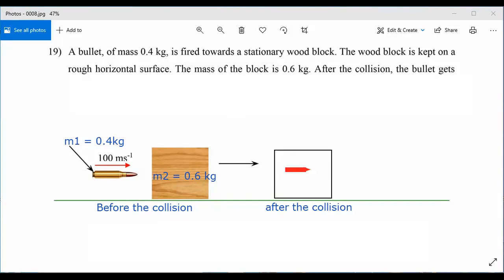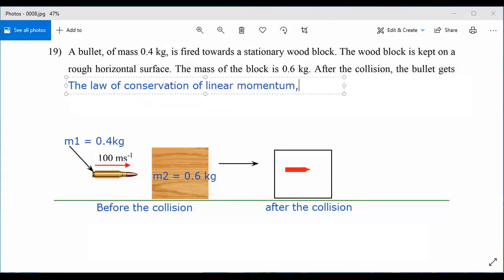So what's the law that should be applied to solve this problem? Somebody please tell me. I will not erase the figure, I promise. What is the law that should be applied to solve this problem? Tamai? The law of conservation of linear momentum. Very good. Excellent. We should apply the law of conservation of linear momentum.